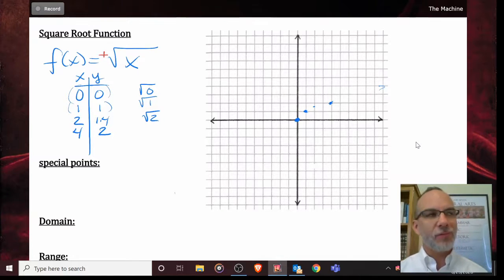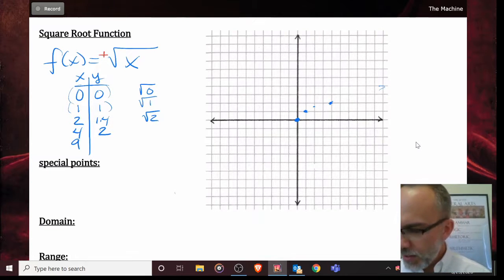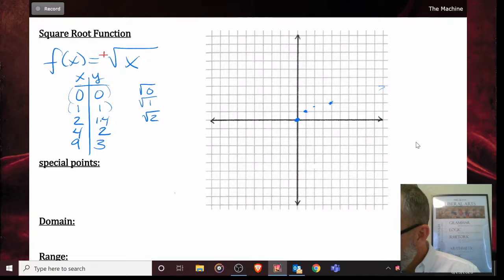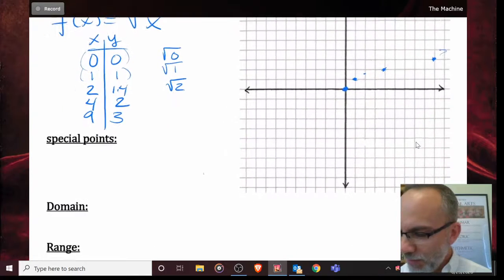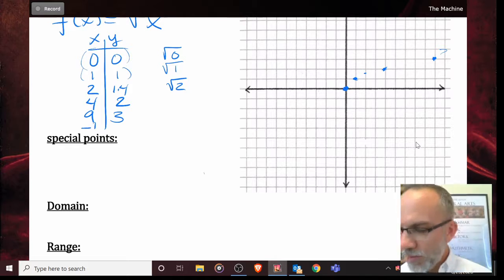How about 5? Well, 5's not convenient. So what's another number that we can take the square root of after 4? 9. If you let x is equal to 9, that gives us 3. Is that on my graph here? 1, 2, 3, 4, 5, 6, 7, 8, 9. Oh, it is. 1, 2, 3. So we get this graph, that point right there. How about, oh, I'm kind of out of room. How about negative 1?